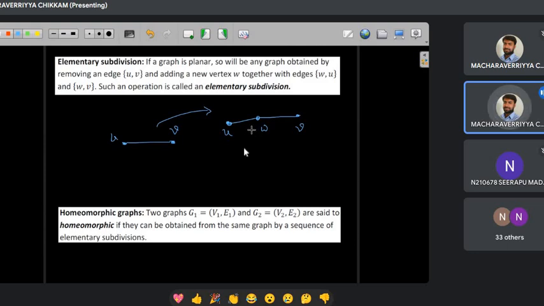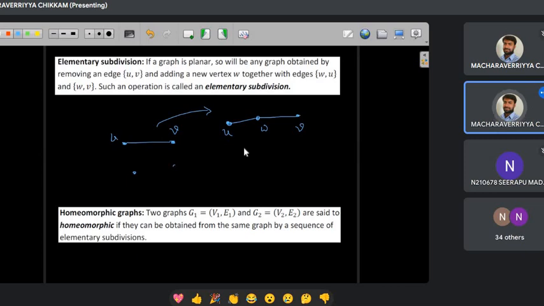For a planar graph only we are having this elementary subdivision. I mean, we are defining this elementary subdivision if a graph is planar. Any graph obtained by removing an edge UV and by adding a new vertex W together with edges WU and WV, such an operation is called elementary subdivision.